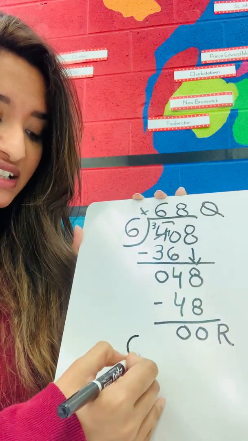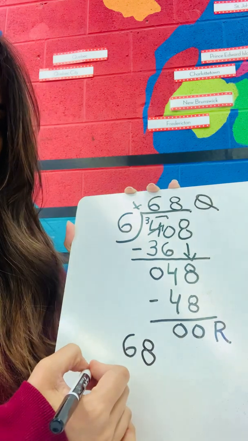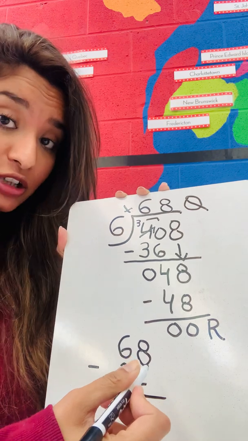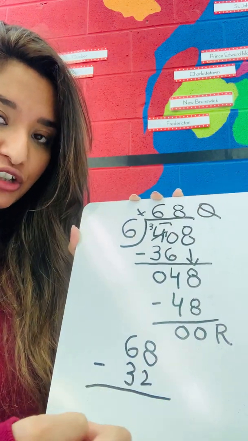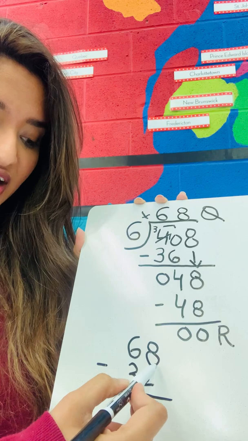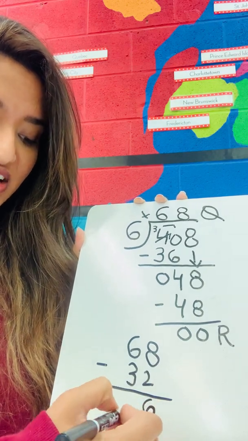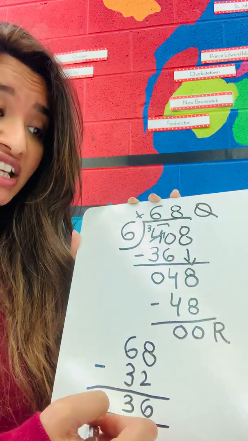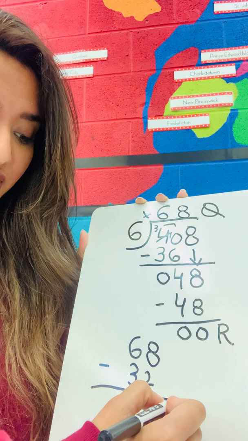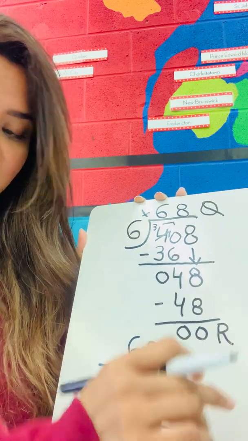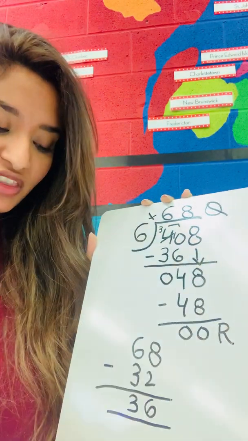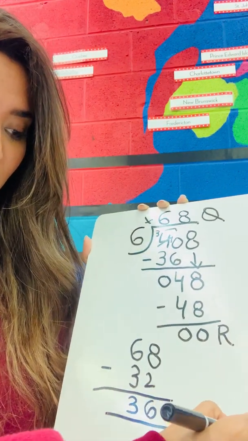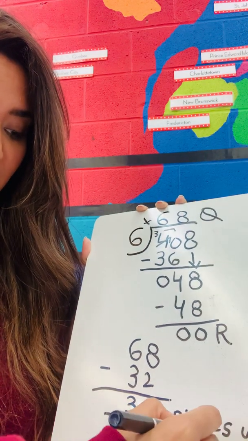So I'm going to take my 68 and I am going to subtract 32. So he had 68 pieces altogether, and he sold 32 pieces. And he is left with 8, take away 2, we are left with 6. 6, take away 3, we are left with 3. So he had how many pieces left? 36 pieces were left.